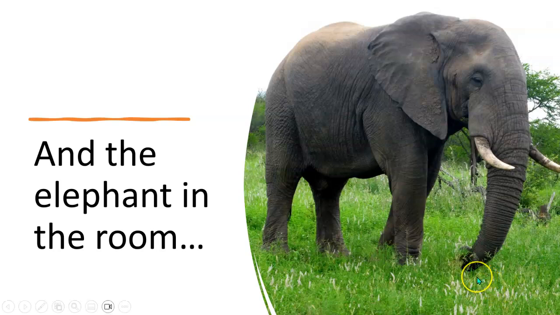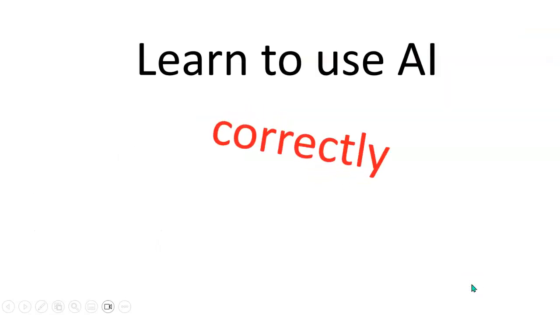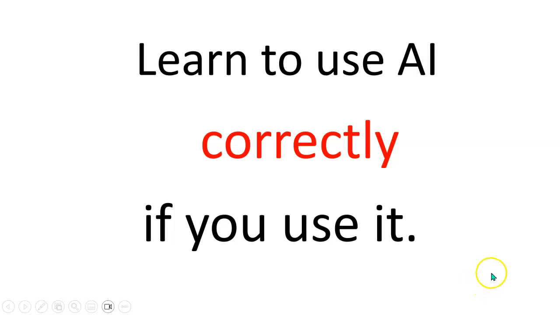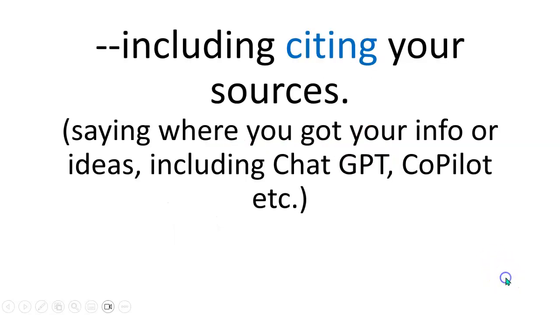And I guess I better bring up the elephant in the room these days. Learn to use AI correctly if you use it. There's no necessity to use artificial intelligence apps like ChatGPT or Copilot, but if you are going to use them correctly, this includes citing your sources. That means saying where you got your information or ideas, whether that's ChatGPT, Copilot, or an app that is AI enabled. And we'll actually go into that in the course, the difference between an AI app and an app that's AI enabled.